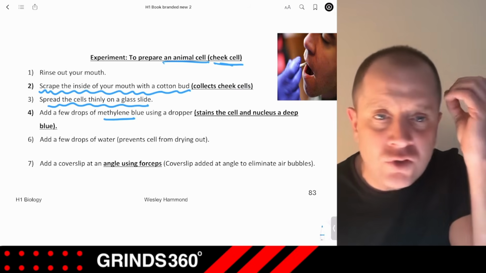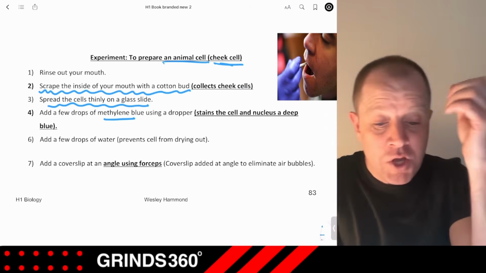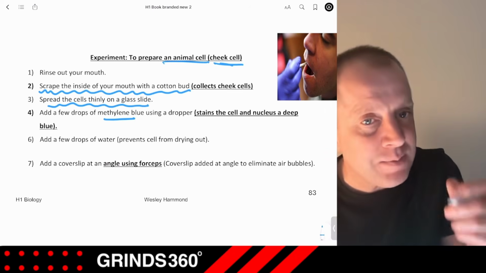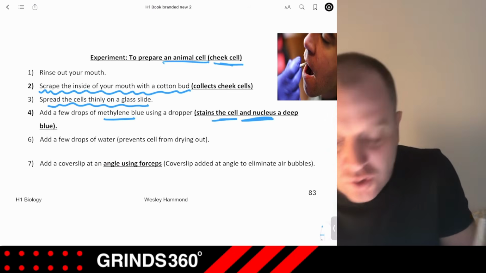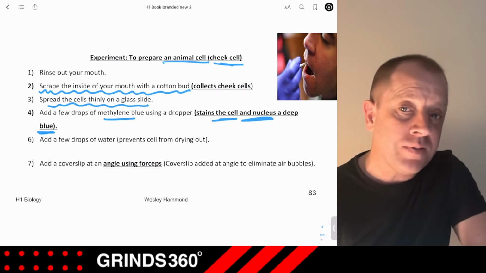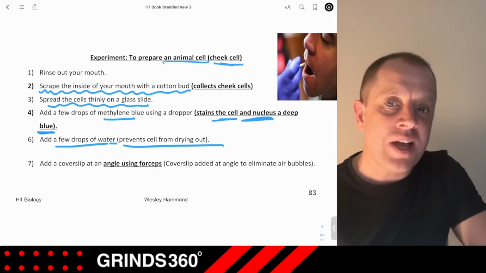You need that. People don't know that name, because it's nowhere else on the course. It's just on this one part. Methylene blue. Why do you add it? Same reason why you add iodine. It stains the cell and it stains the nucleus. Now the nucleus becomes an even darker blue. Why did we add a few drops of water? To prevent the cells from drying out.